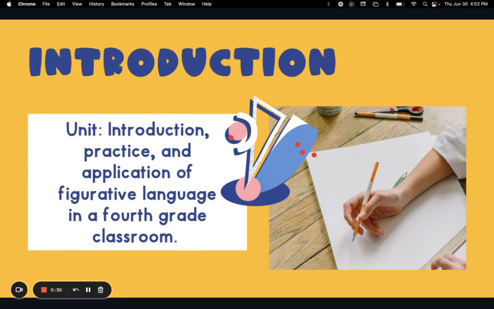So, a quick introduction to our unit. Our unit focuses on the introduction, practice, and application of figurative language in a fourth grade classroom. Specifically, we're hoping that students will learn how to identify and utilize figurative language in their writing and their reading, specifically within poetry. We are going to introduce the students to 3 types of figurative language: similes, metaphors, and idioms. Students will complete a series of tasks that assess their understanding of the different elements of figurative language that we're introducing them to. We're making sure to incorporate a variety of modalities to make sure that students are able to share their learning regardless of their learning style.